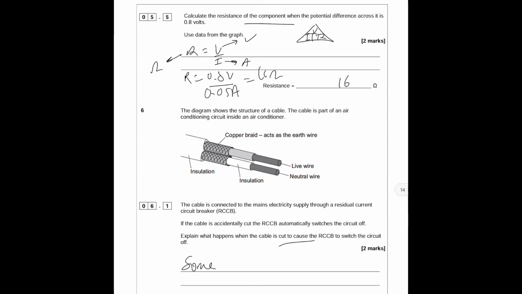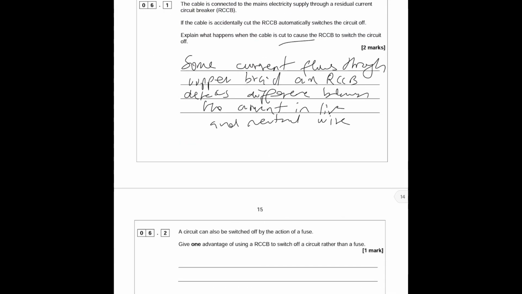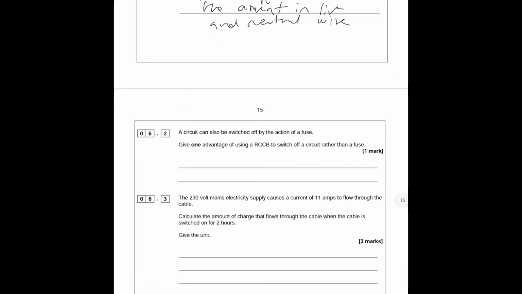So you can say that some current flows through the copper braid, and the RCCB detects a difference between the current in the live and neutral wire. So this is the answer that you should write and learn: the difference in the live and neutral wire. Okay, there you go.